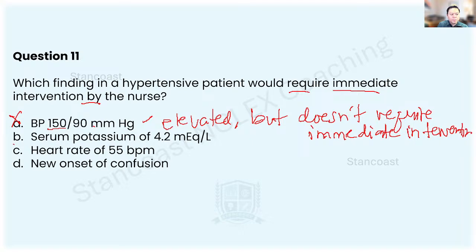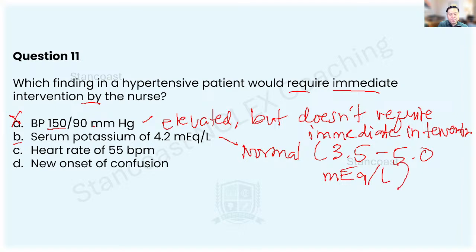What about letter B? Serum potassium of 4.2. This is normal. Okay? Normal. Remember about the range that is 3.5 to 5.0 milliequivalents per liter. So we are gonna remove this one. What about letter C? Heart rate of 55 beats per minute. It was abnormal, okay? Abnormal, but not critical.